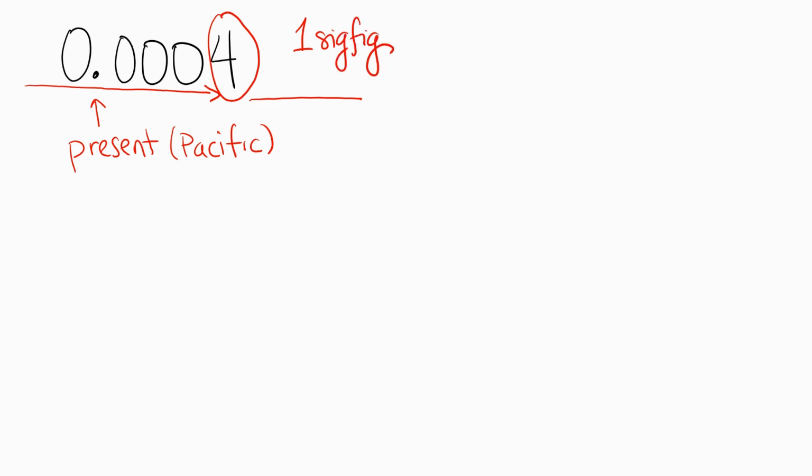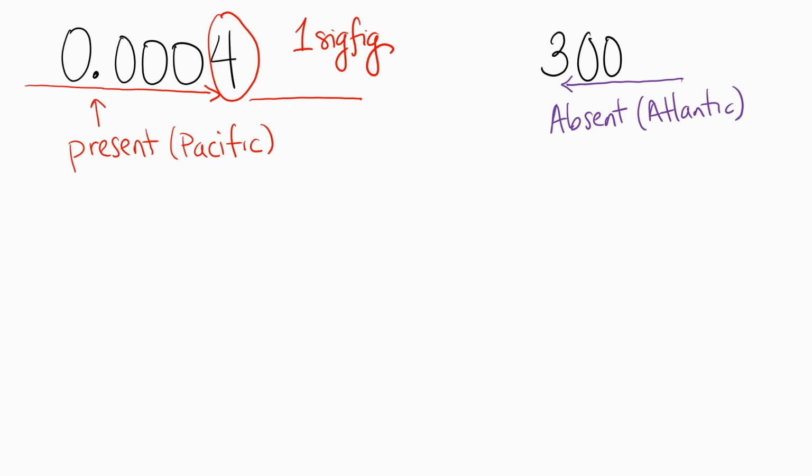All right, let's look at the other way, and then we're going to make it a little more challenging. Let's say we had 300. There's no decimal point, which means we have an absent decimal point. So we're going to use Atlantic, which is from the right, because it's on the right side of the US. I am going to look right all the way until I hit the first non-zero value, and the first non-zero value is a 3. I have no other numbers here other than the zeros on the right side, so this also has one significant figure.